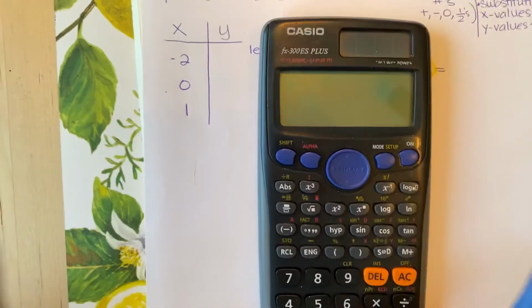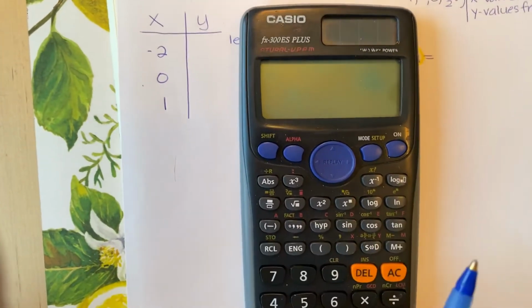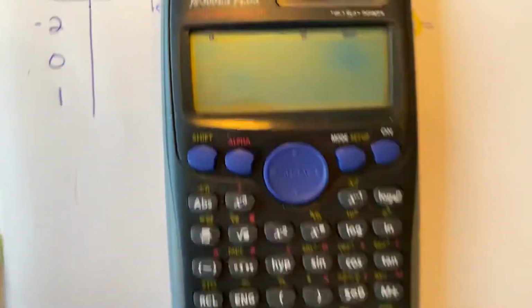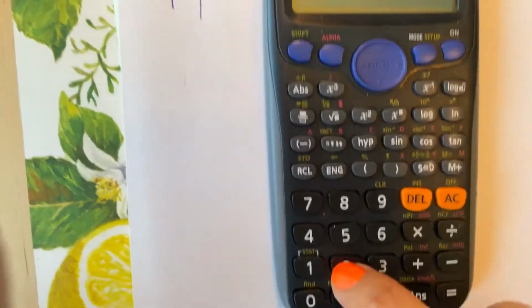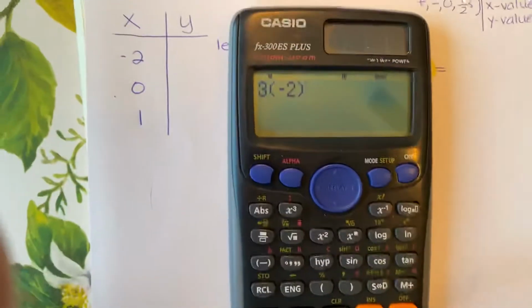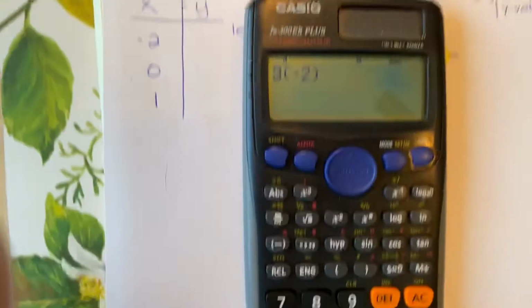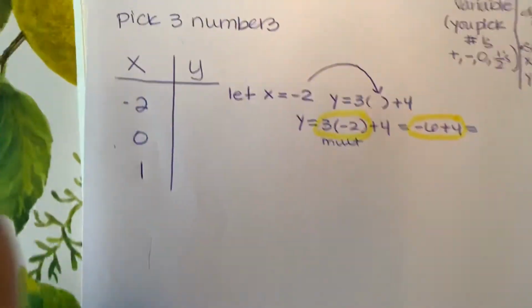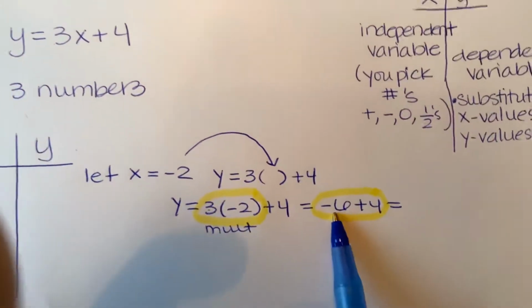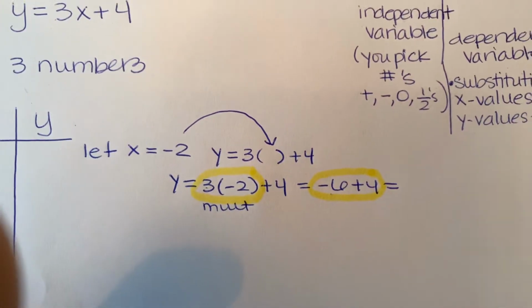So I would type 3 parenthesis negative 2. Whoops, turn it on. That helps. Okay, so 3 parenthesis negative 2 parenthesis, right? And then it is plus 4. And I'm going to get negative 2 as my answer, right? So verify. So now what is negative 6 plus 4?